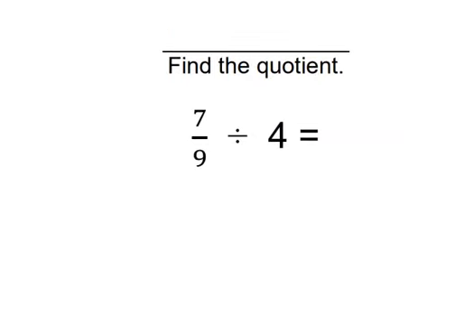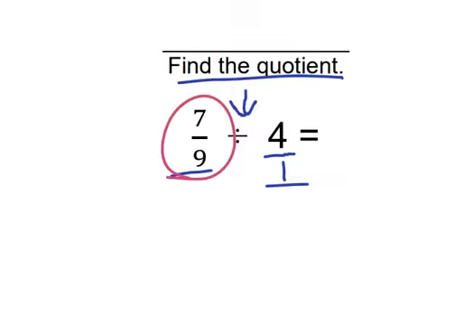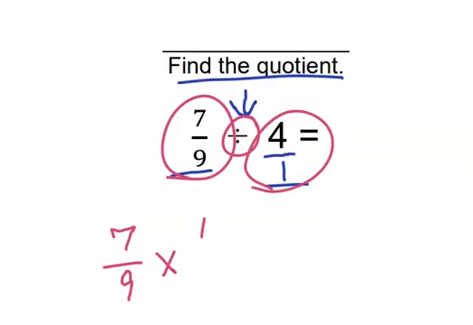Okay, so now we're going to find the quotient, which means we're going to divide. Again, we have a whole number here, which we need to turn into or make into a fraction. Once again, we have a fraction, we have a division sign, and another fraction, so we are going to have to do the keep, change, flip. We're keeping this 7 over 9. We're changing this to multiplication, and we're flipping 4 over 1 to be 1 over 4.